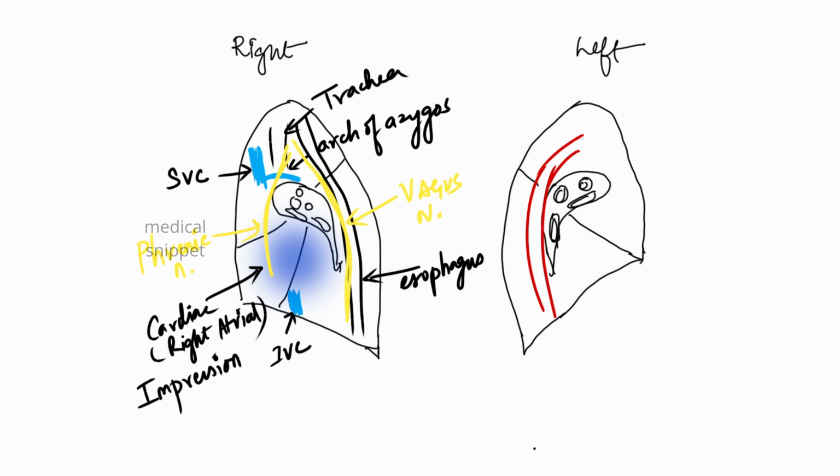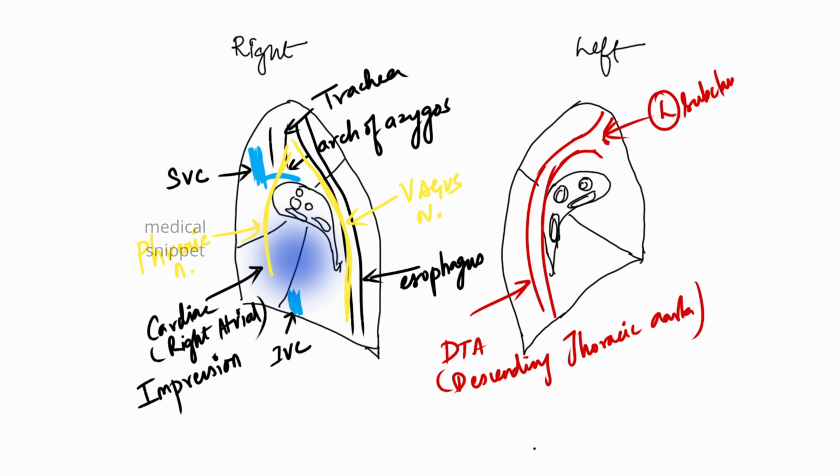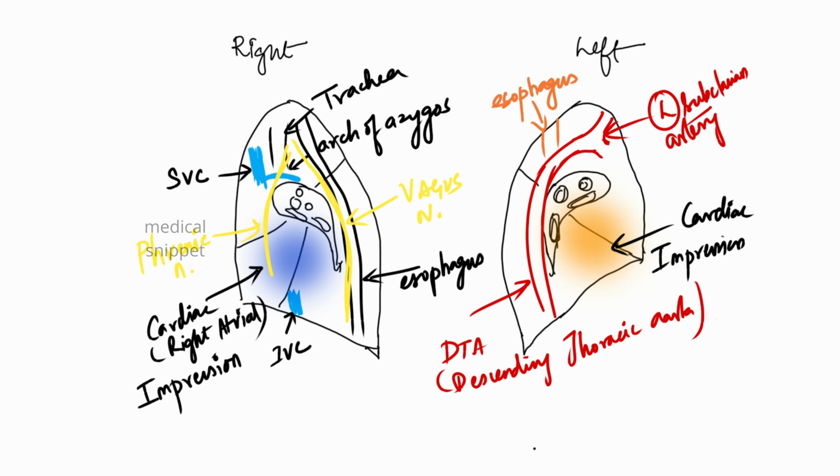The left lung mediastinal surface has grooves formed by the descending thoracic aorta, arch of aorta, and the left subclavian artery. In the upper part, there is a depression formed by the esophagus. The cardiac impression is more prominent in the left lung. The left phrenic nerve passes in front of the hilum, while the vagus nerve passes posterior to the hilum.